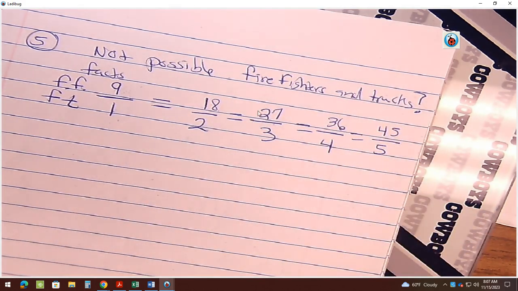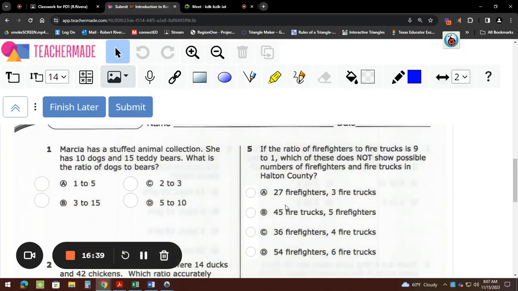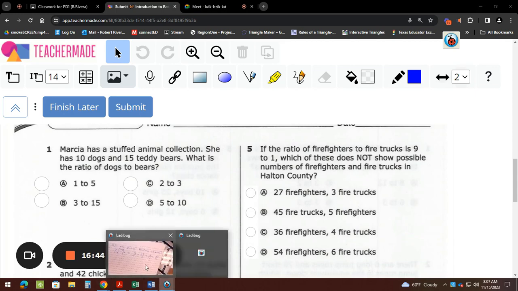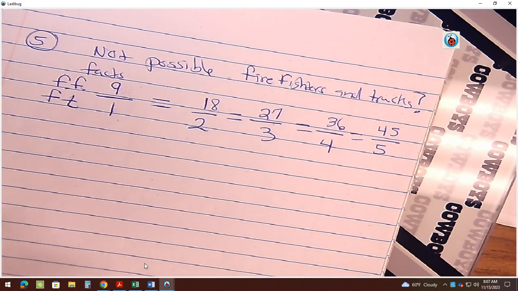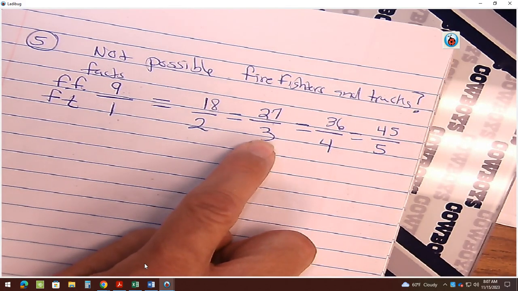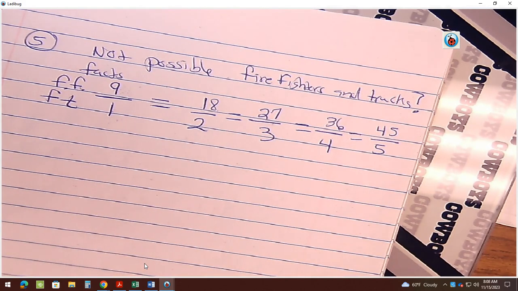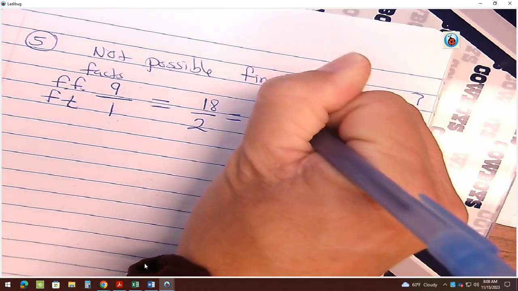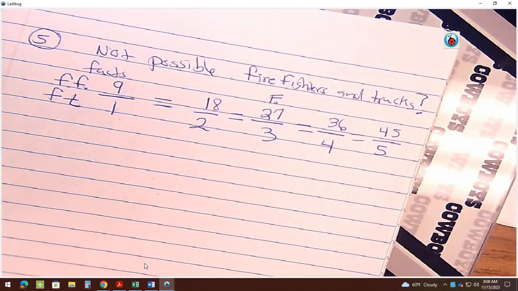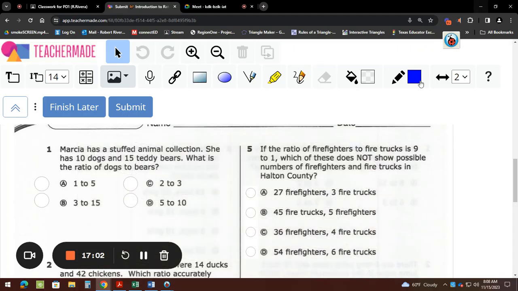Now let me go check my choices. 27 firefighters and 3 trucks. Let's see if that was one of my generations. Do we have 27 firefighters for 3 trucks? So is this possible? Yes. This was choice F. And that was possible, right? Yes or no? Yes. The next one. 45 fire trucks, 5 firefighters. Was that possible? Yes.